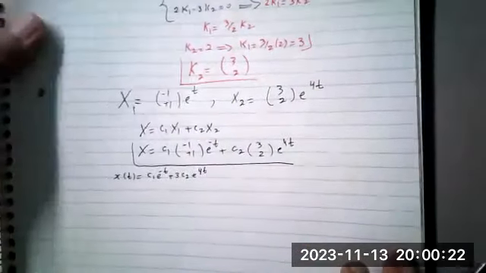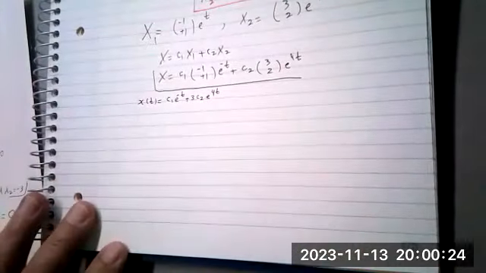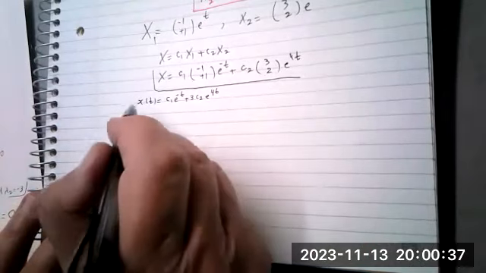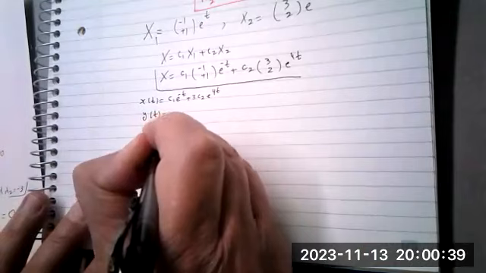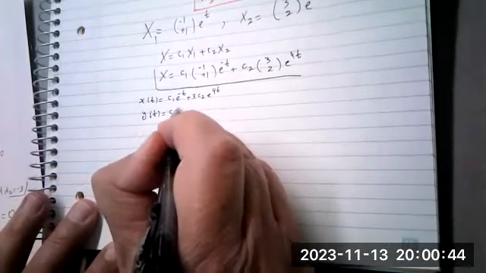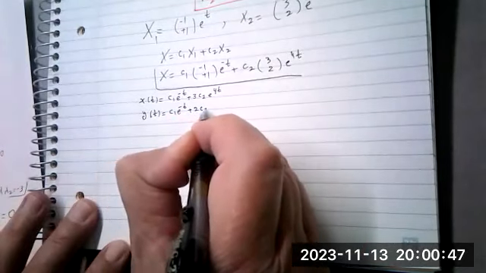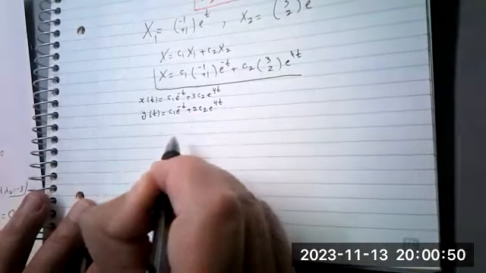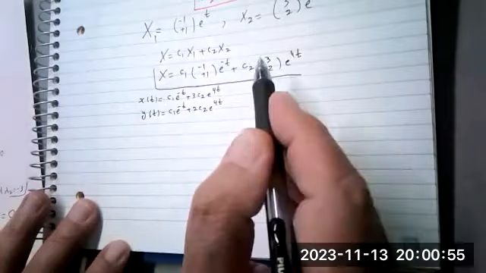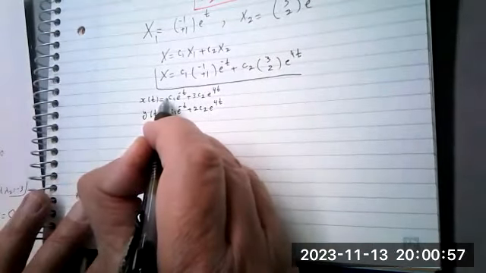So that gives you x of t, c1 e to the -t plus 3 c2 e to the 4t. -c1 and c1 would be the same. That's the x of t. Then we get y of t, the second component: c1 e to the -t plus 2 c2 e to the 4t. So that gives you the solution of the system. If you like, I can write a -c1. It doesn't matter.